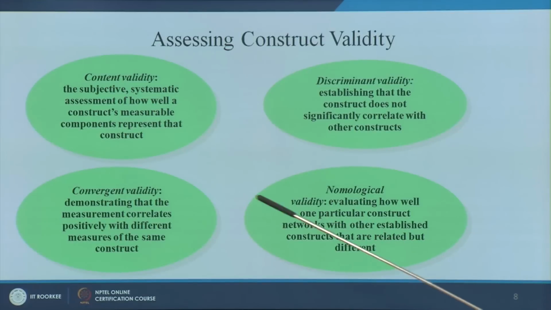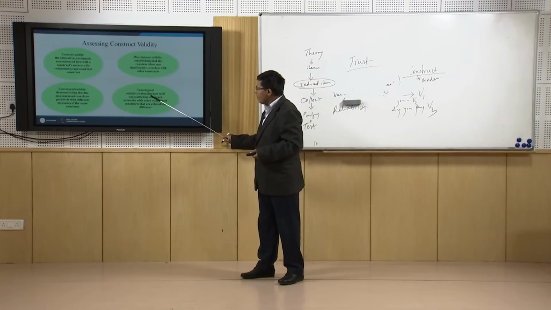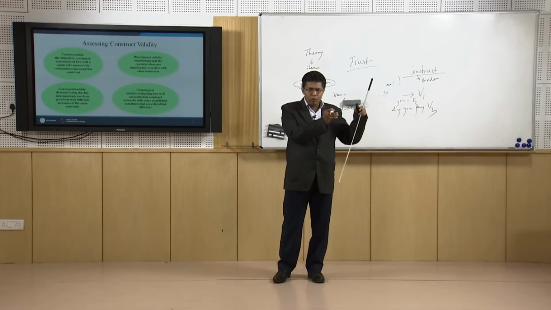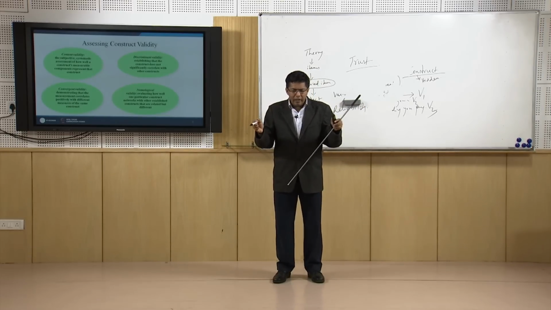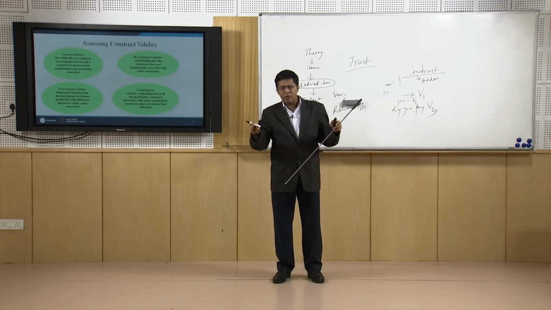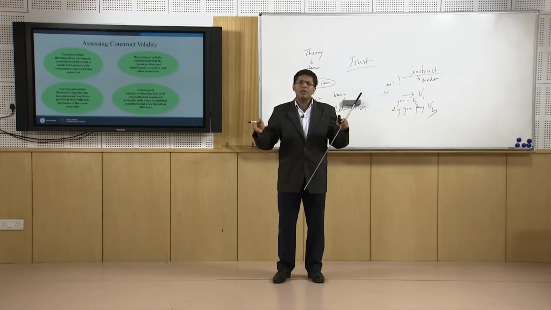Similarly, let us go to the next one, nomological validity. Now, what is nomological validity? It means that whatever you are trying to prove or have inferred should correspond to the theory at large, evaluating how well a particular construct networks with other established constructs that are related but different. So, theoretically, if what you have proved comes true, that yes, x y z had said this and now we have also come to a similar conclusion, then we say there is nomological validity, that means there is something rhyming with the theory, right.